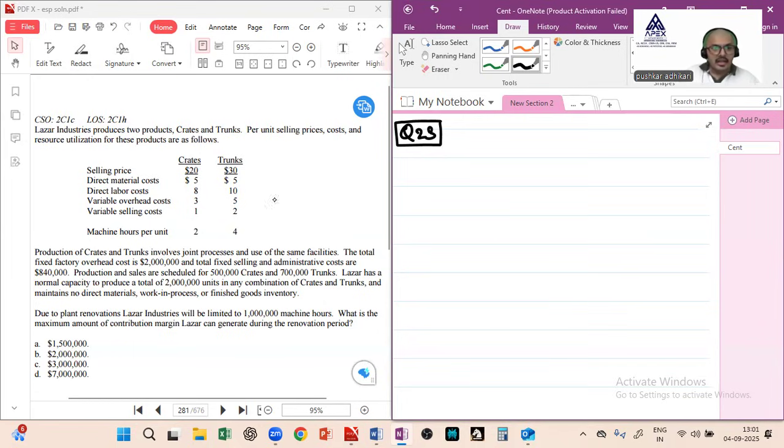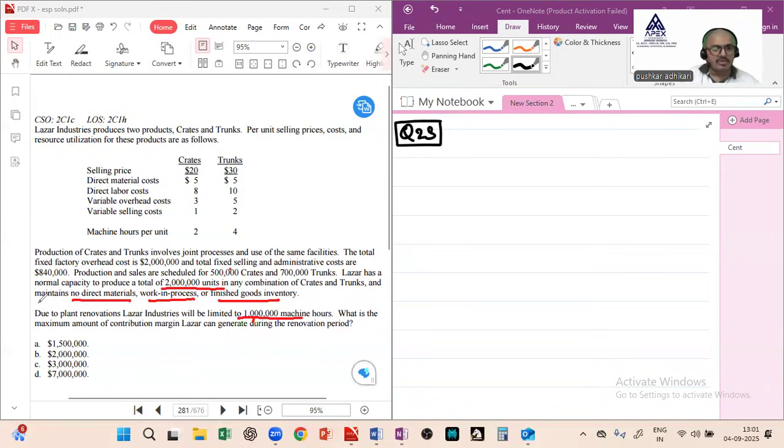Fair enough. Lazar has a normal capacity to produce a total of 20 lakhs, that is 2 million units, in any combination you want to make it. So can you make 5 and 7 lakhs? Yes, I can make 5 and 7 lakhs. 5 and 7 lakhs put together is only 12 lakhs. My capacity is 20 lakhs. And it maintains no direct material stock, no work in progress stock, and no finished goods stock. Due to the plant renovation, Lazar will be limited to 10 lakhs, that is 1 million machine hours.